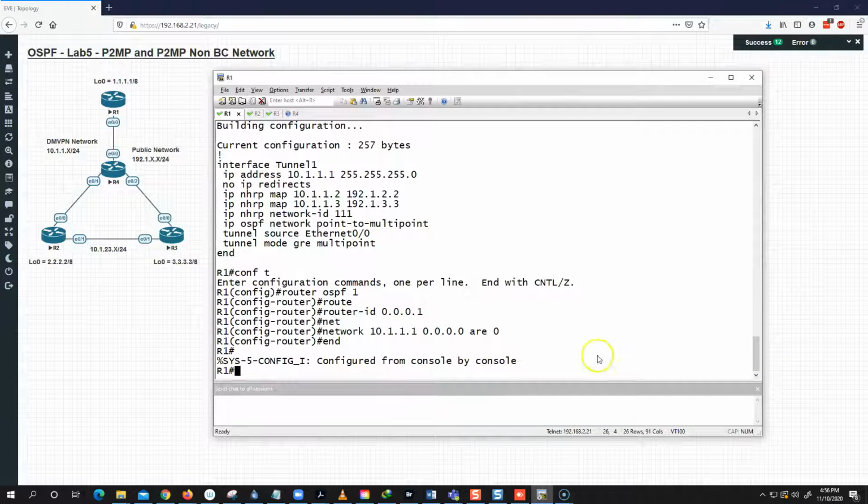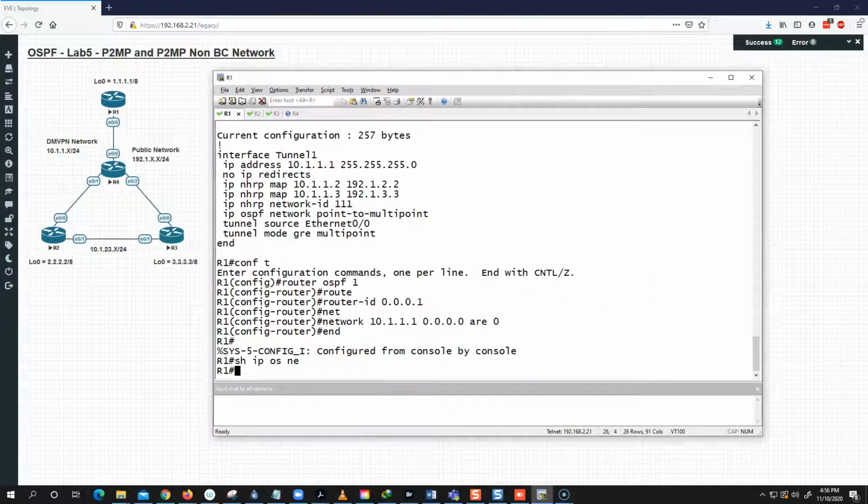So right now you can see that we do not have any neighbor relationship. If you look at the neighbor table, there's no neighbor. This is happening because this is a point to multi-point network. In point to multi-point network, routers use 224.0.0.5, and there is no DR or BDR. The router is going to advertise the next hop, whatever the next hop is.